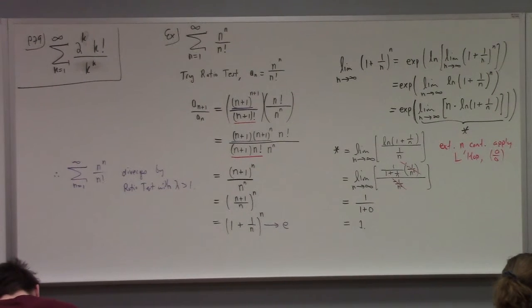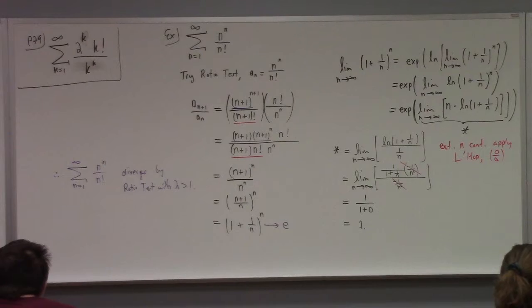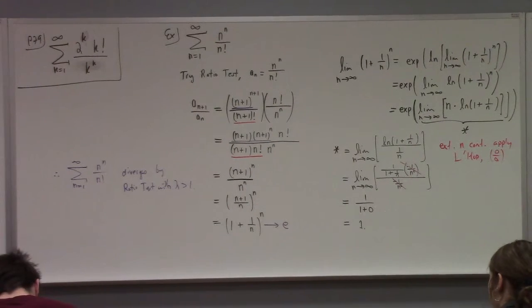And a sub n plus 1 over a sub n, by the algebra I just did, turned over, is what? It's 1 over (1 plus 1 over n) to the n, which goes to 1 over e, equals lambda, less than 1. Therefore, S is convergent by ratio test.